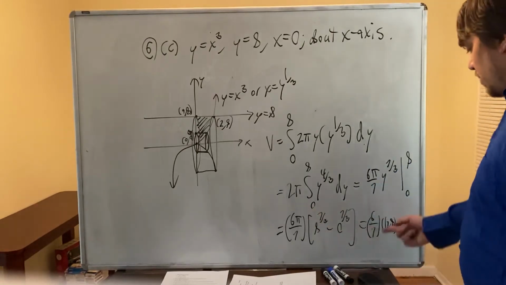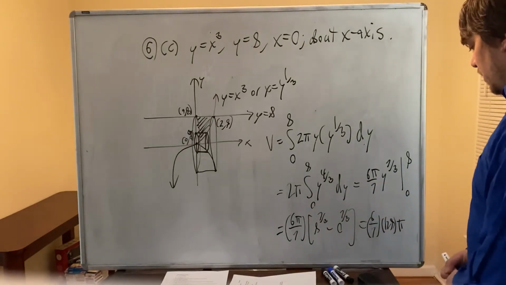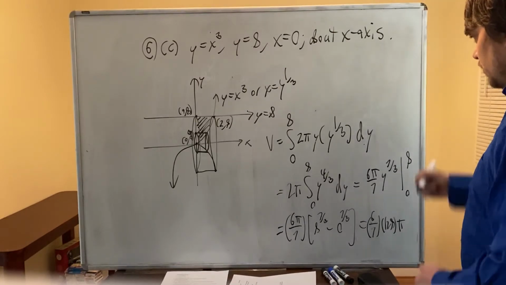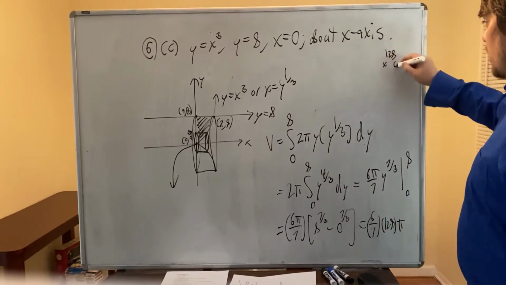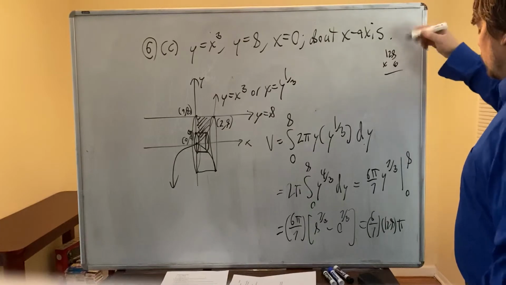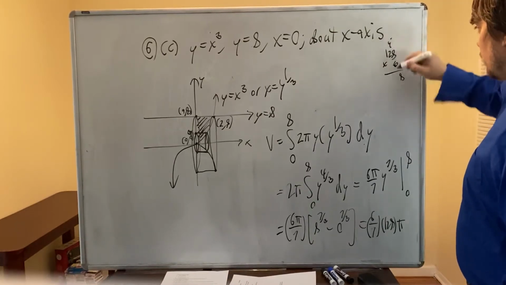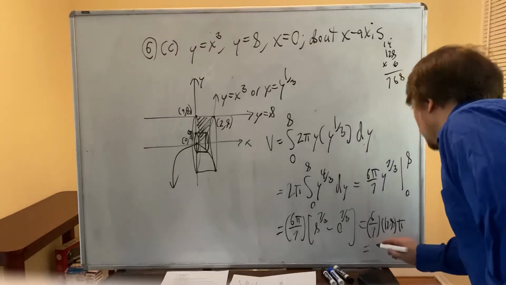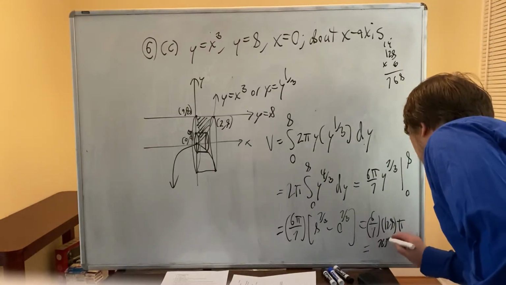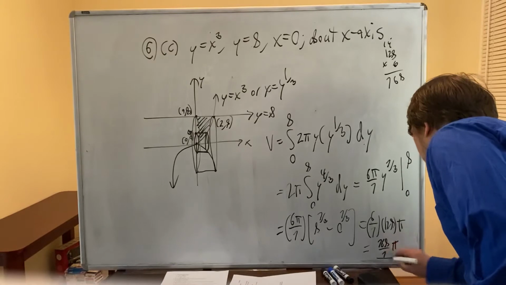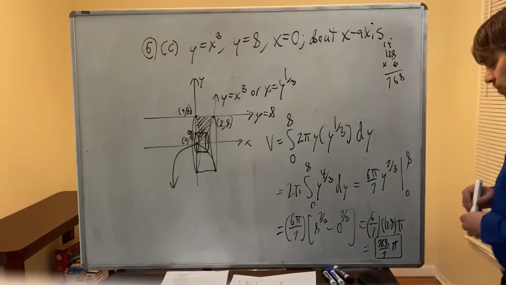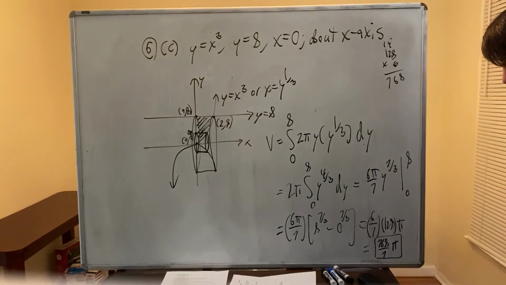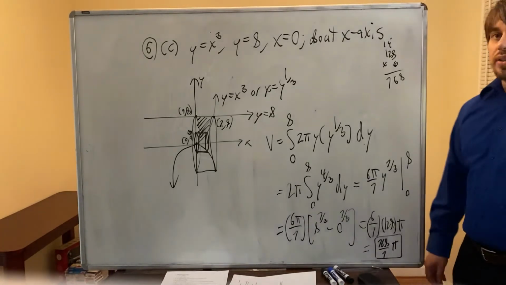So 128 times 6/7 pi. 128 times 6 is 768. So that's equal to 768 over 7 pi. So the answer is 768 over 7 pi. That's the volume using cylindrical shells.